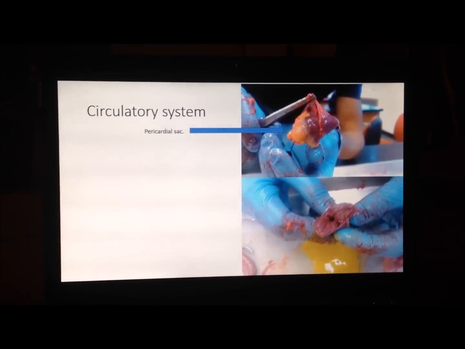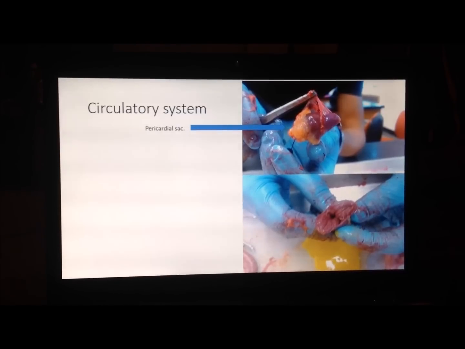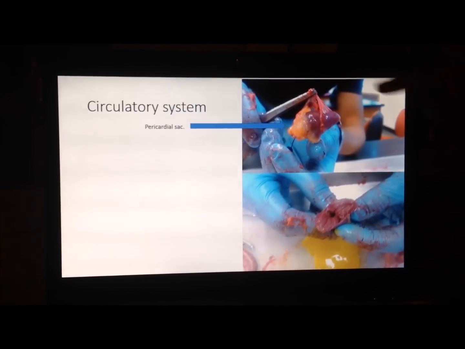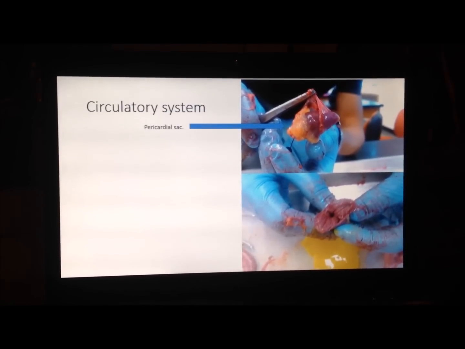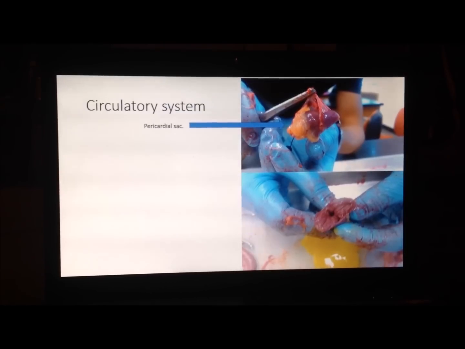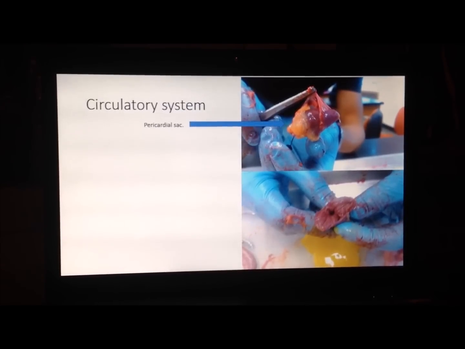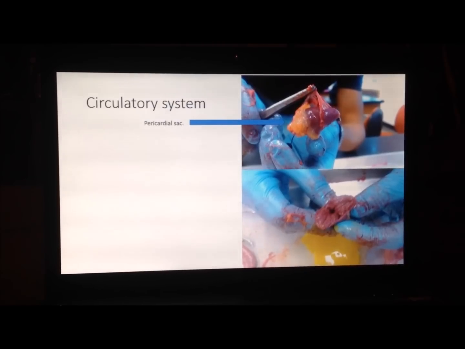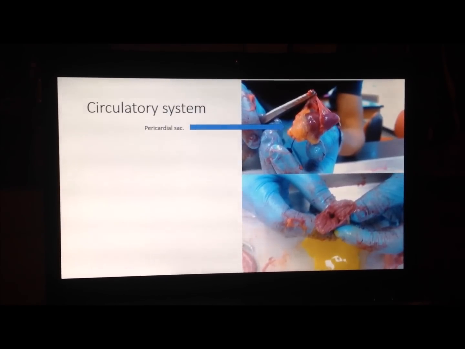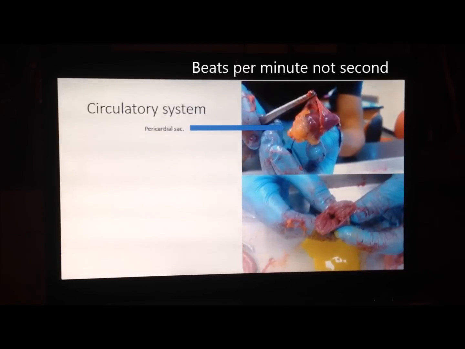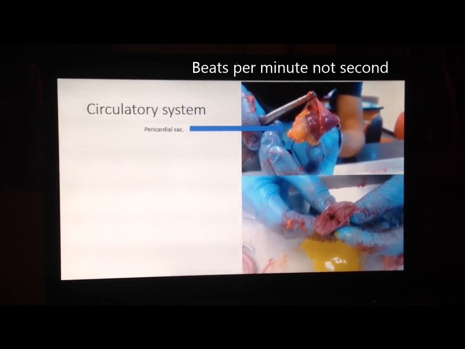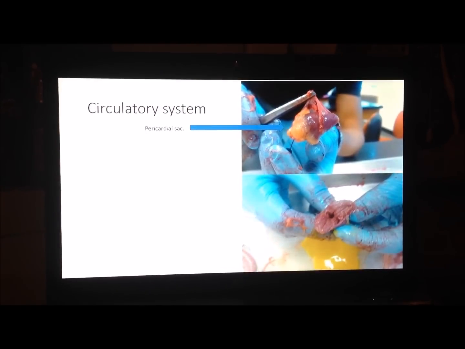The chicken heart is a four-chambered heart that is enclosed in a pericardial sac. The pericardial sac is seen here. It is for lubricating when the heart is moving. The chicken heart beats at a rate of about 200 to 300 beats per minute in the chicken, and some smaller birds exceed 1,000 beats per minute.